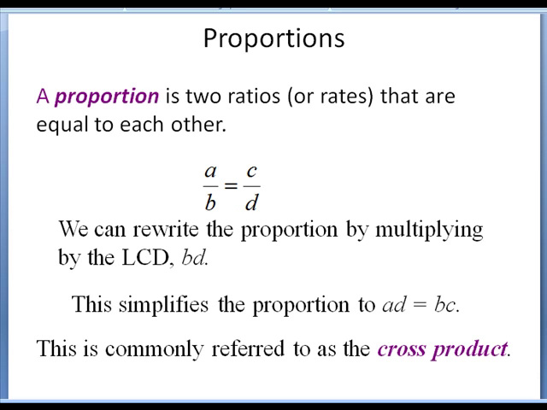We can rewrite the proportion by multiplying by the LCD. In this case, the LCD is b times d. So when you multiply and simplify, the proportion becomes ad equal to bc. Now, I can establish this by just doing cross multiplication. Take a times d equal to c times b. This is why we commonly call this the cross product.